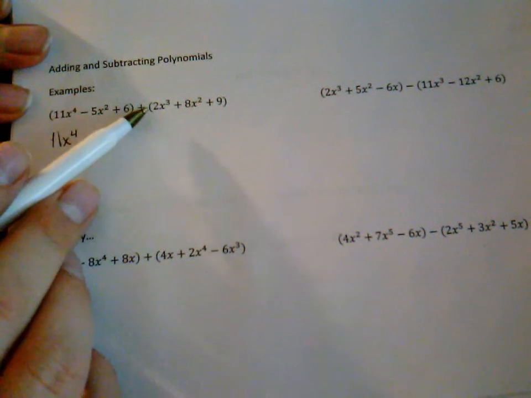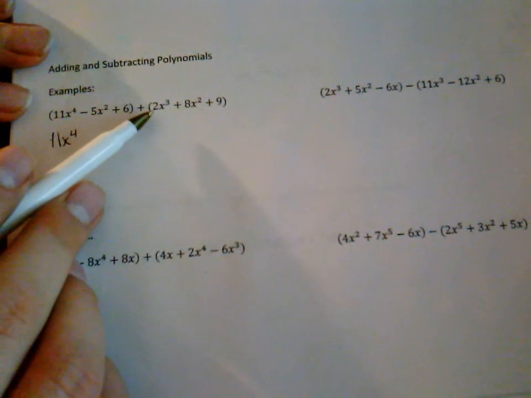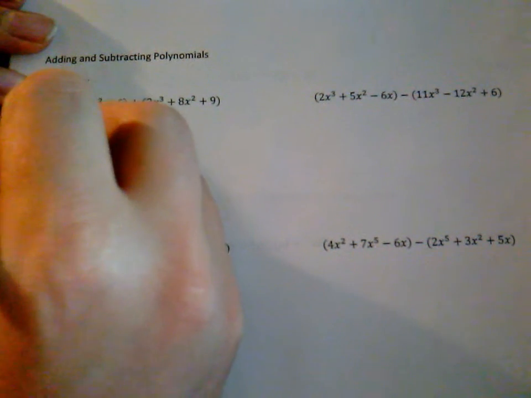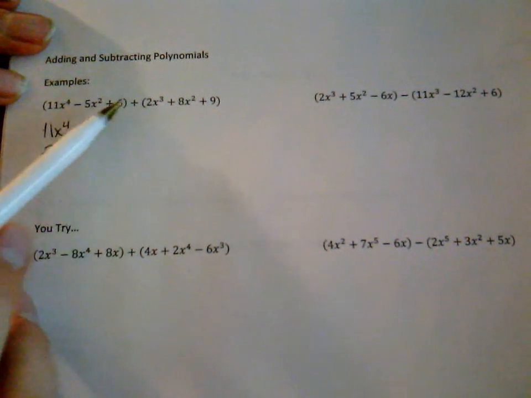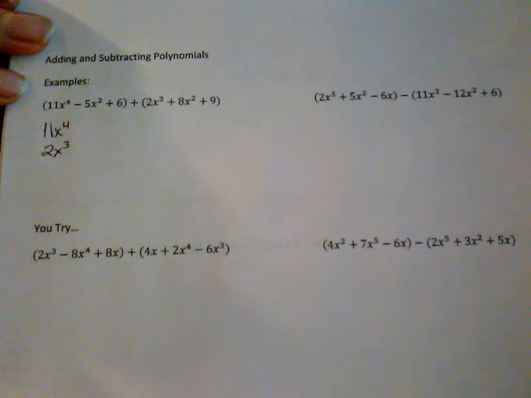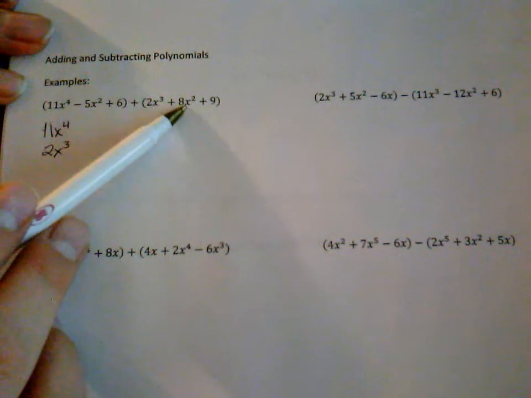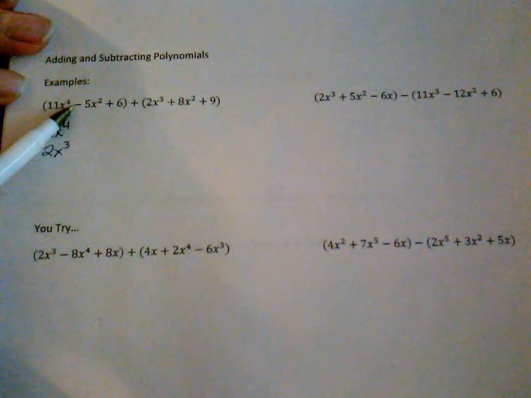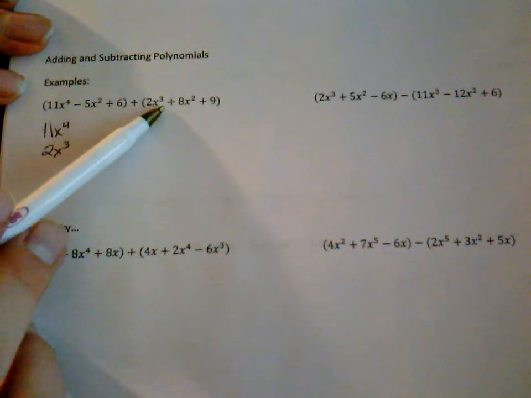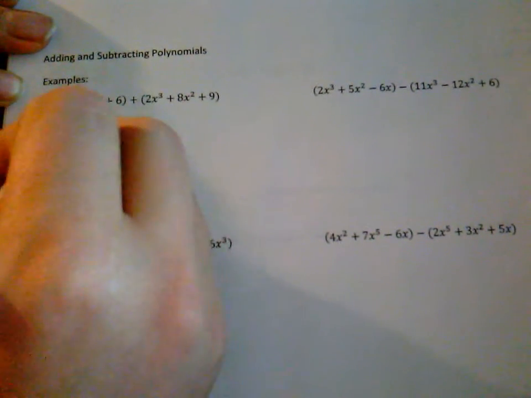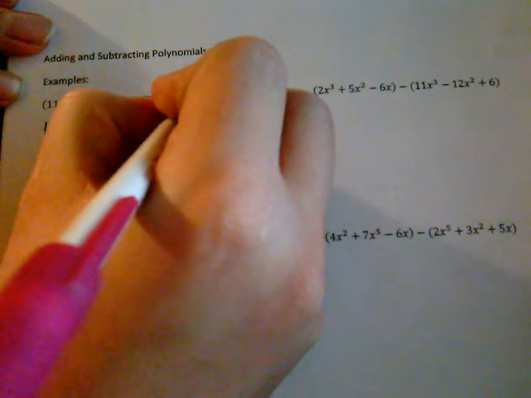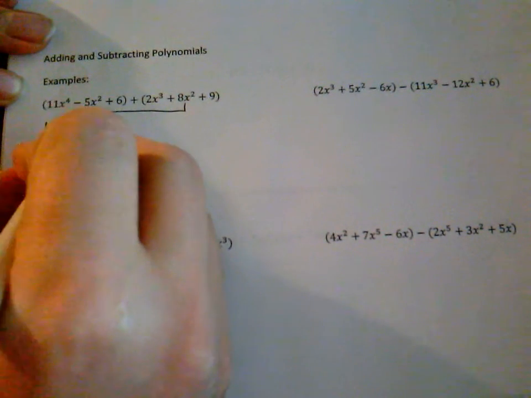Next is 2x^3. 2x^3 doesn't have anything either, so I'm just going to write it right here. Now, you have these two x^2 terms, so we're going to combine those together. Because you have x^2 and x^2, this is a negative because of the minus sign, negative 5 plus 8. So negative 5 plus 8 gives us positive 3x^2.